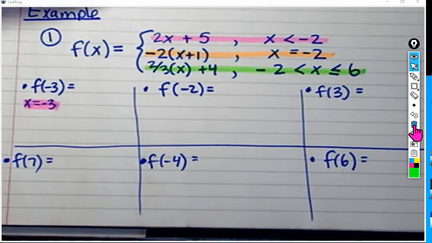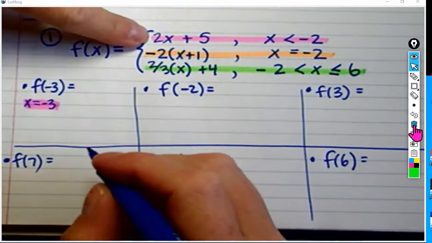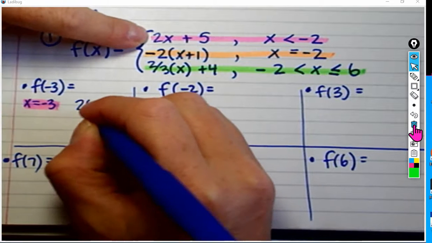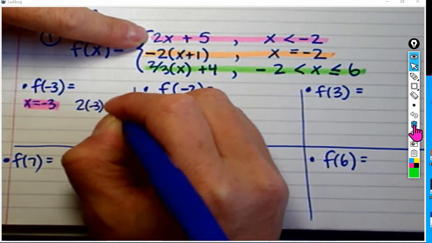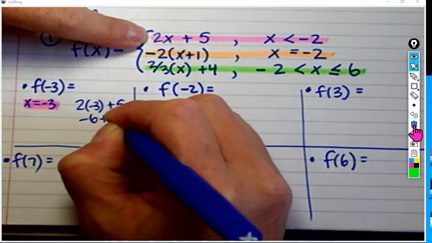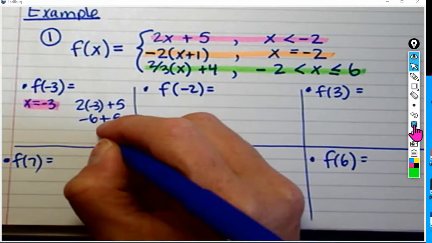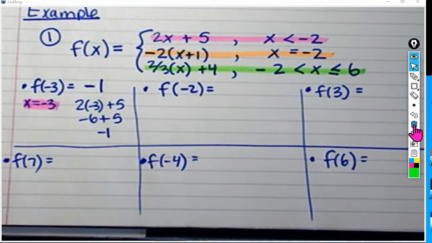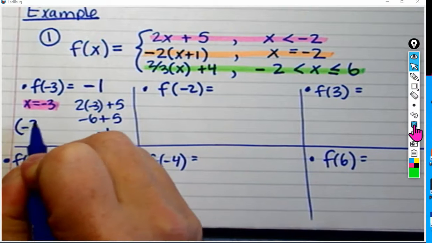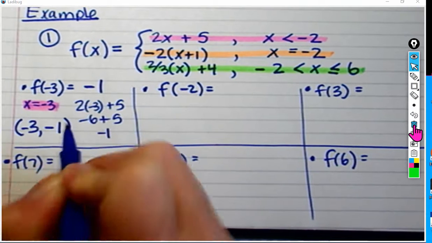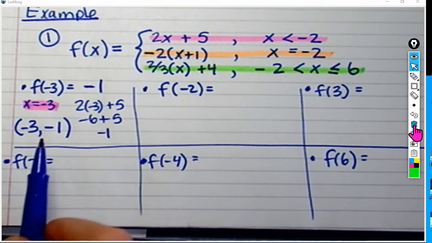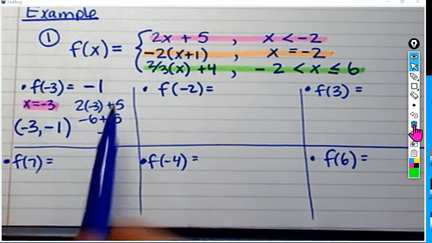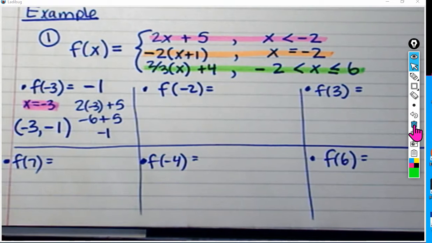Second step says plug into corresponding part. That's the pink part. So I'm going to plug in to the pink part, and I get -1. That's how you get one answer. This is a function. Each x has exactly one y value. This is the x and the y point. This is the function notation at the top.